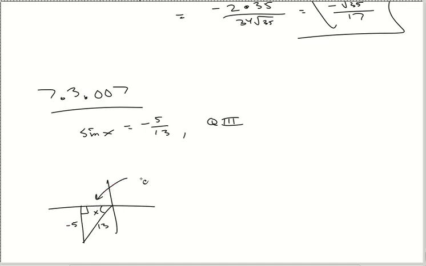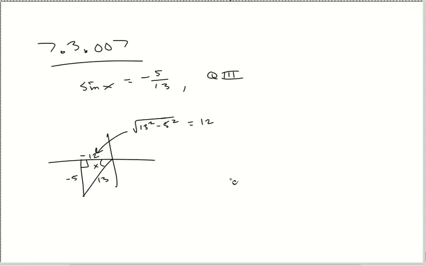To find this guy right here, I would say 13 squared minus 5 squared. Negatives cancel anyways. I think it's just going to be a 12. Yes, 12. But now, if I just put a positive 12 there, that doesn't make sense. Because it's quadrant 3, we're going to have a negative 12. Okay. Now that I've set up my triangle, I need to find sine of 2x, cosine of 2x, and tangent of 2x.